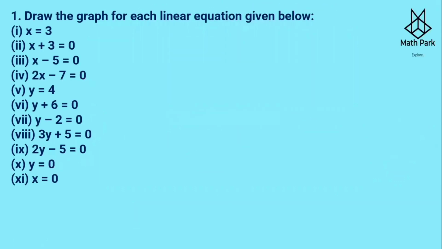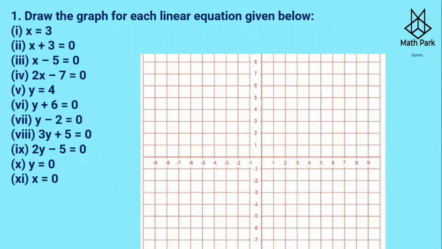So we start with the first question. It says draw the graph for each linear equation given below. So let's start with the first one: x is equal to 3. When we say x is equal to 3, each and every point on this line is on a line parallel to the y-axis. So this is the line.